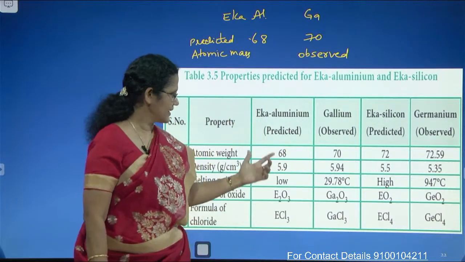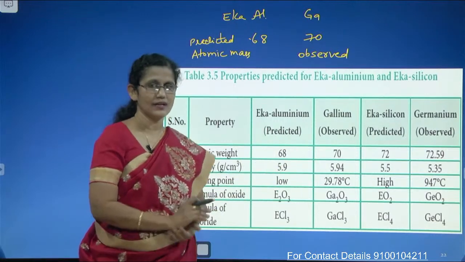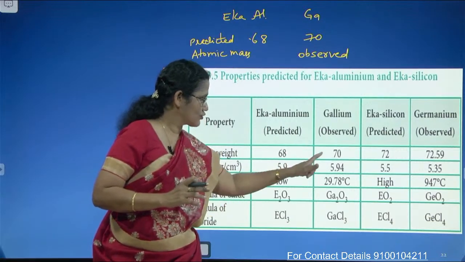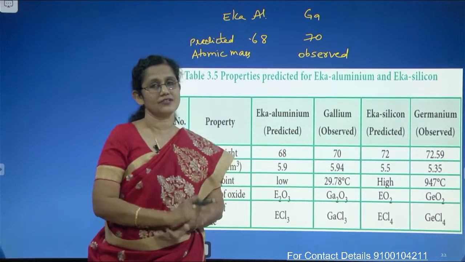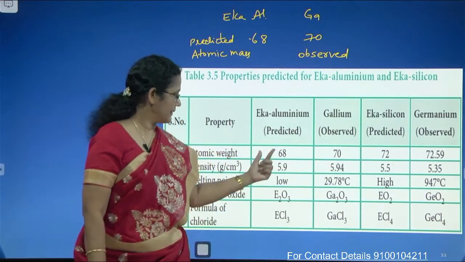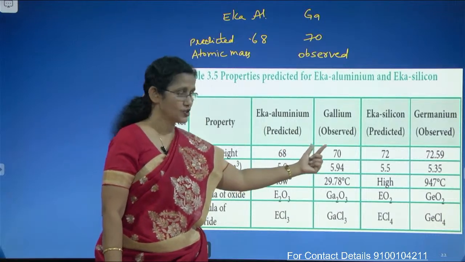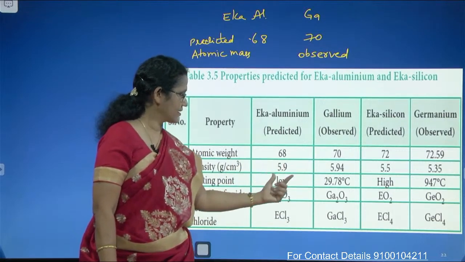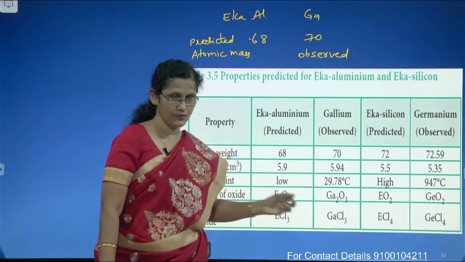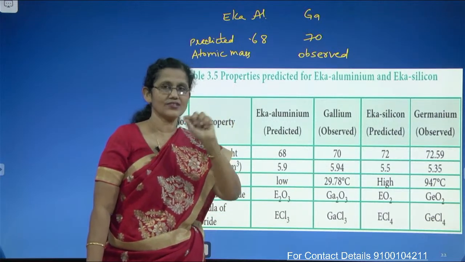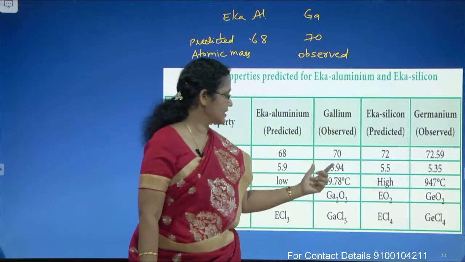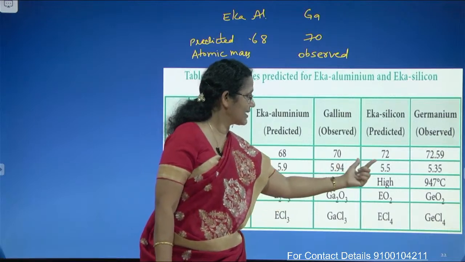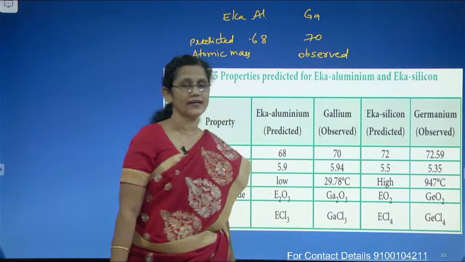See, no need to learn by heart all these density values and all, but we must know predicted value is slightly less, the actual value is slightly higher, maybe in an objective bit, rarely he may get. So, predicted value is slightly less, actual value is slightly high. Similarly, density 5.9, actual value 5.94, slight increase in density. If I take for example gallium, see here, predicted density value 5.5, observed value 5.94.